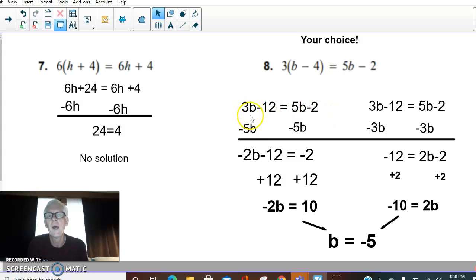Over here, I get negative 2b minus 12 equals negative 2. Over here, I end up with negative 12 equals 2b minus 2. On the left side, I add 12 to both sides. Over here, I add 2 to both sides. Well, look what I end up with. On the left, I got negative 2b equals 10. On the right, I have negative 10 equals 2b. When you divide both sides by the respective coefficients, you get the same answer of negative 5.